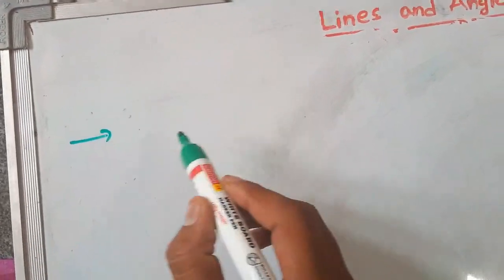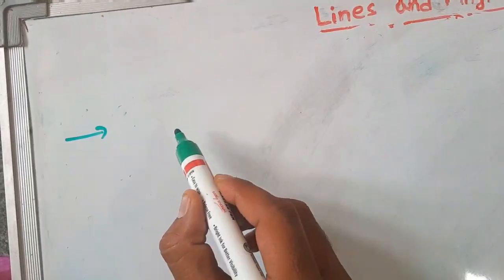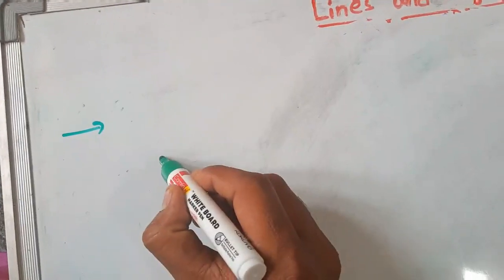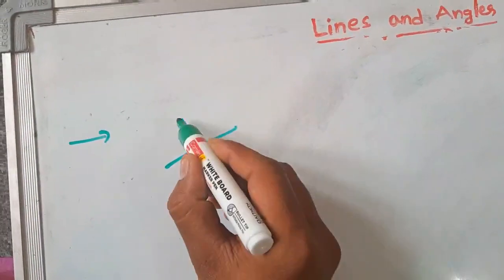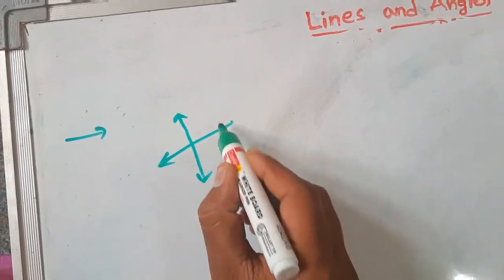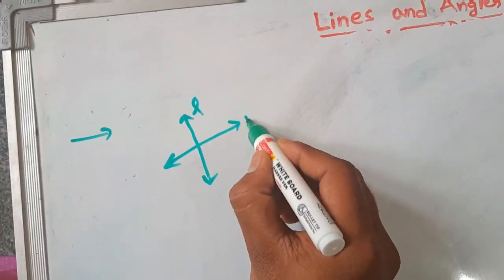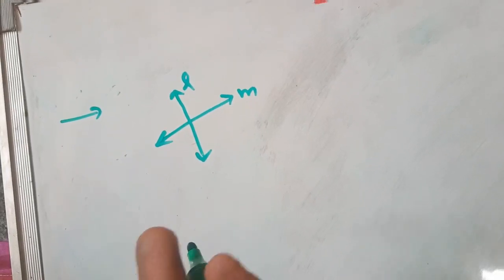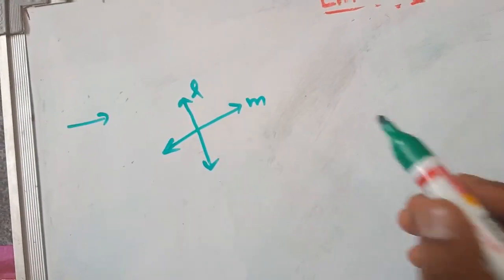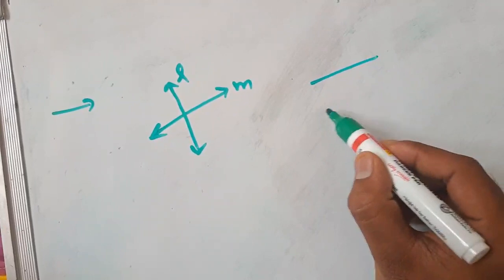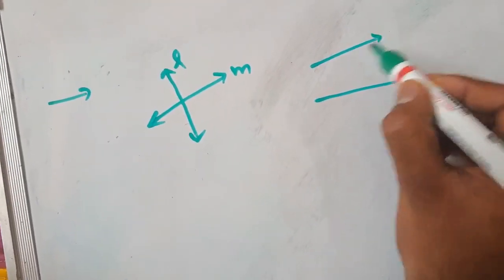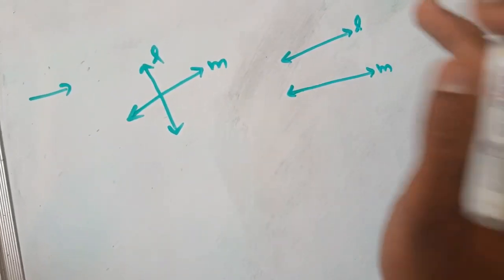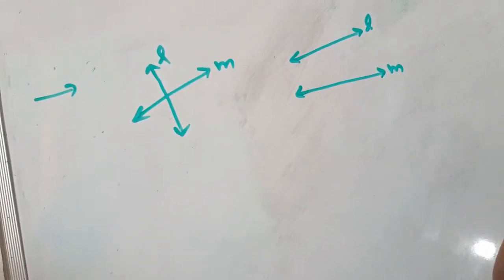Think: if I have two lines, then there are only two possibilities. The two lines can be intersecting. This is one line, this is one more line. Line L, line M. These two lines are intersecting. The other possibility is that the two lines are not intersecting. This is also line L, this is M. These lines L and M are not intersecting.